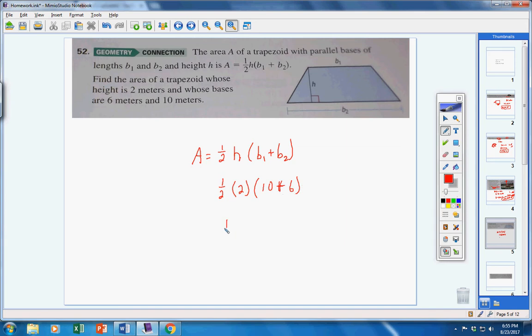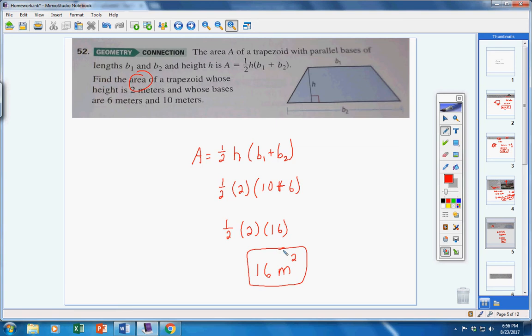So here we go. We have 1/2 times 2 times 16. And if you multiply all of that together, you will get 16. Now, everything is in meters. So we're dealing with meters. And since we're dealing with area, it's not cubic. It's going to be squared. So your answer is 16 square meters.